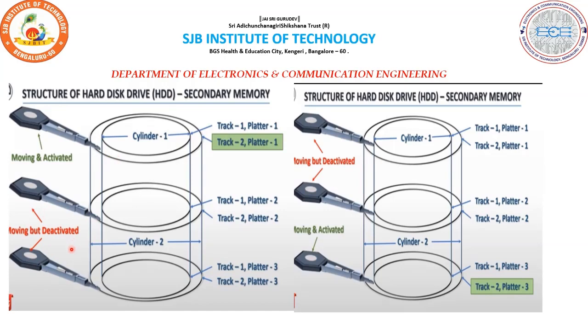The other read or write heads, which are placed on the magnetic disk, are deactivated. This is the example for track 2 and platter 3: this platter's head is activated, and the other two read or write heads are deactivated.